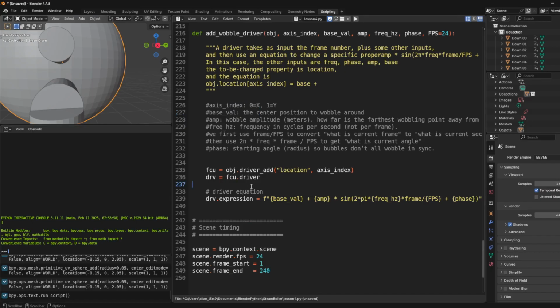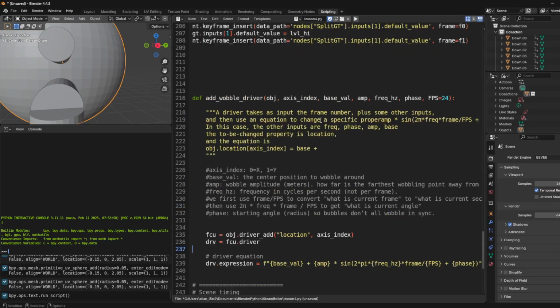And that's why we have all these things in the add wobble driver expression.